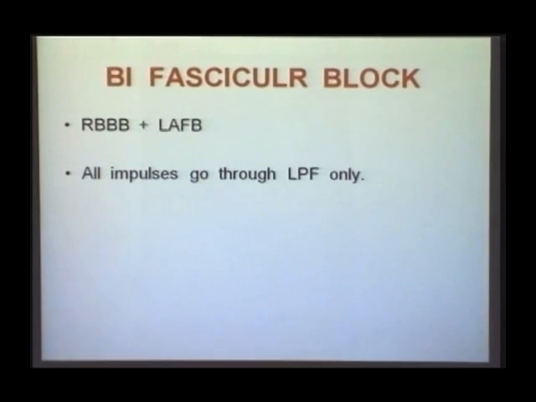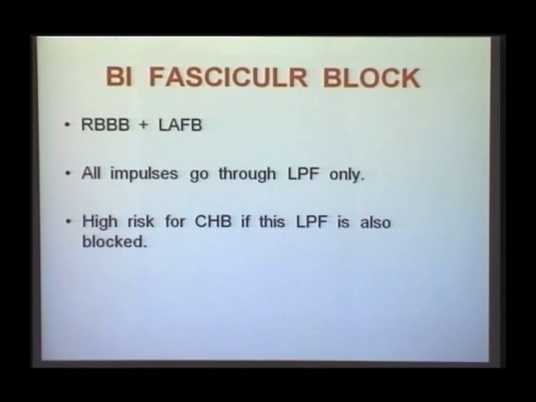So now once you have a block in the RBB, the right bundle, and also the left anterior fascicular block, all your impulses from the sinus node, after crossing the bundle of His, have to go through only one fascicle. That is the intact left posterior fascicle only. So you have only one fascicle which is working. So it is a more advanced conduction system disorder.